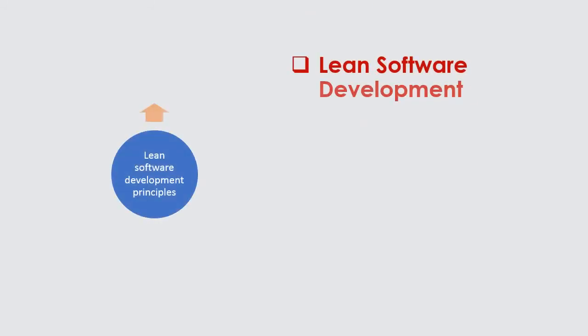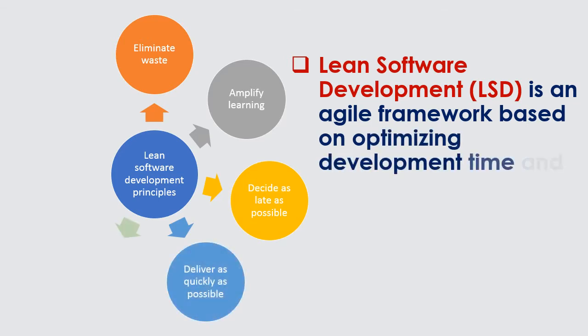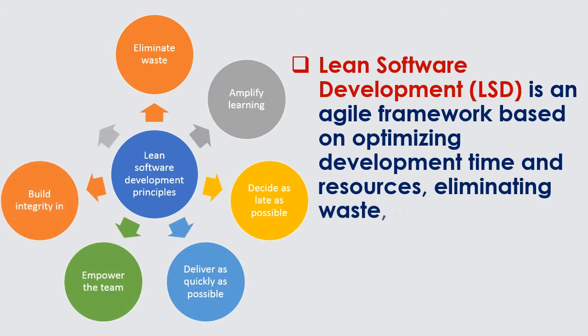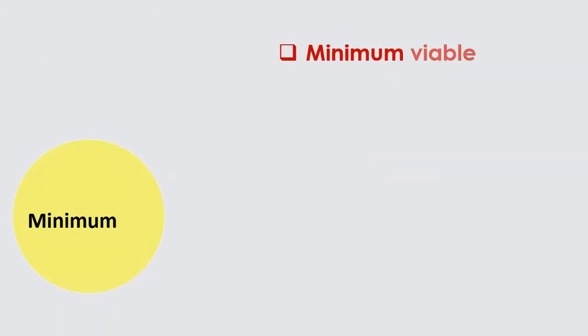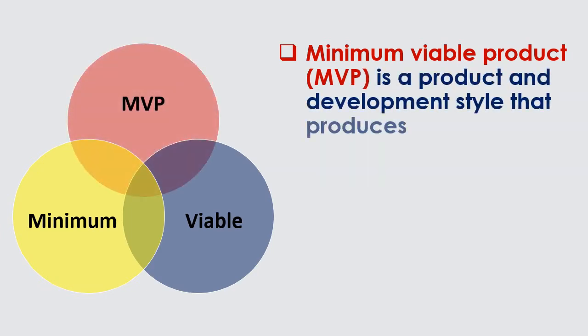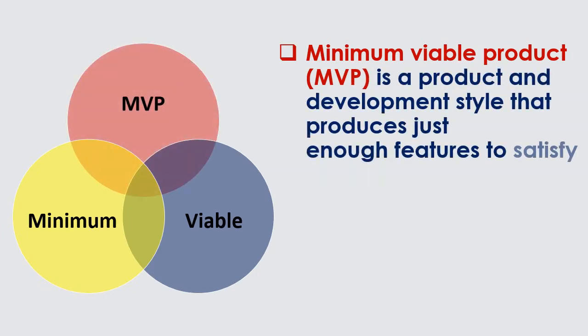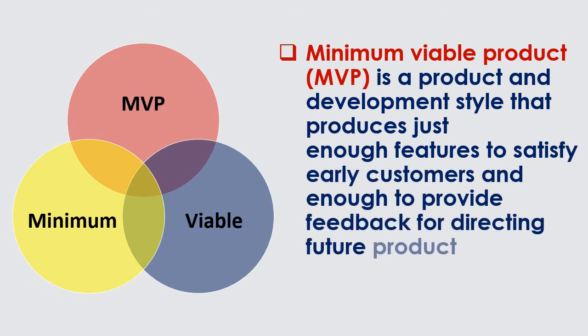Lean Software Development, LSD, is an agile framework based on optimizing development time and resources, eliminating waste, and ultimately delivering only what the product needs. Minimum Viable Product, MVP, is a product and development style that produces just enough features to satisfy early customers and enough to provide feedback for directing future product development.